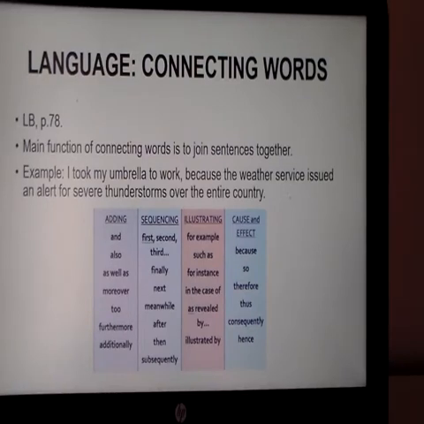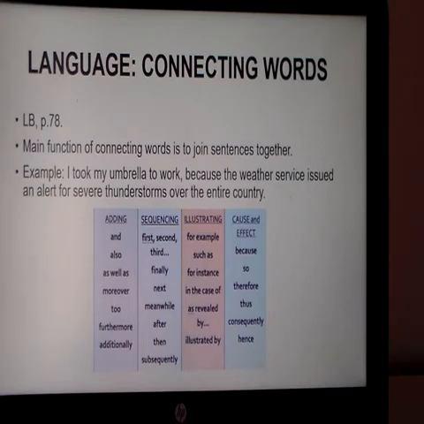Today we're going to look at some language exercises. The first one we're going to look at is connecting words, and then we're also going to look at phrasal verbs. The information is in your textbooks on page 78. So the first one, connecting words, it's conjunctions or connecting words. The main function of connecting words is to join sentences together.